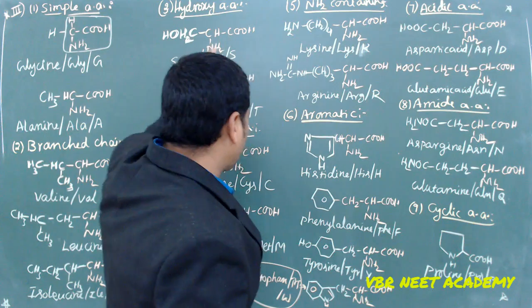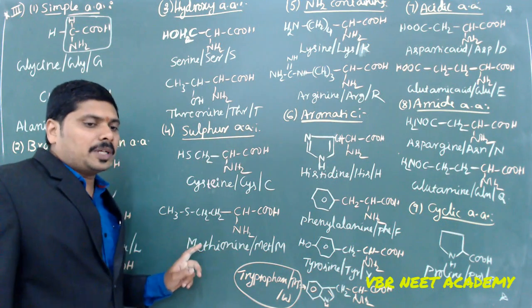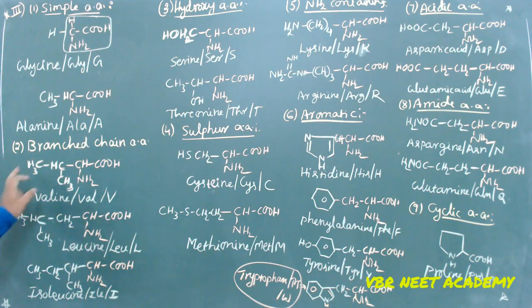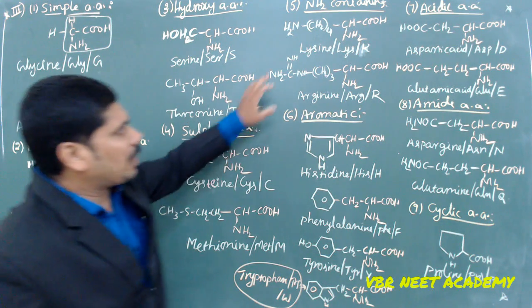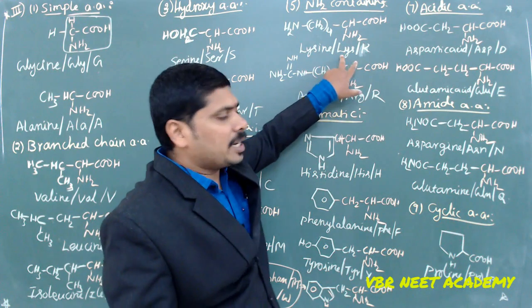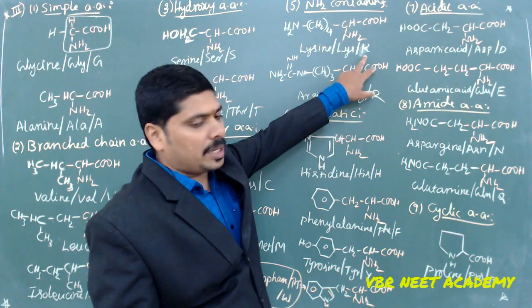Till now, whatever you have seen, the first letter of the amino acid is the code: G, G, A, like that. But from here, we have a bit of a difference. For LYS, I can't use L again, so I am using K here.